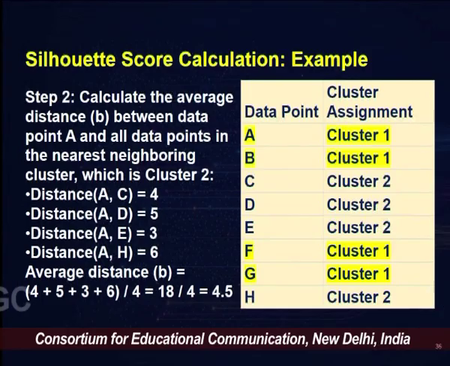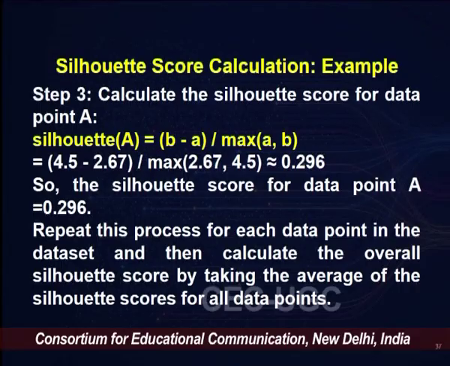So, as again you can see, other than cluster 1, we would now focus on cluster 2, suppose. So, A with respect to C, A with respect to D, and A with respect to E and H. These are all the points reflecting with cluster 2. Again, I would be calculating the average distance, which came out to be 4.5, and then I would put them into the formula, as I can show you.